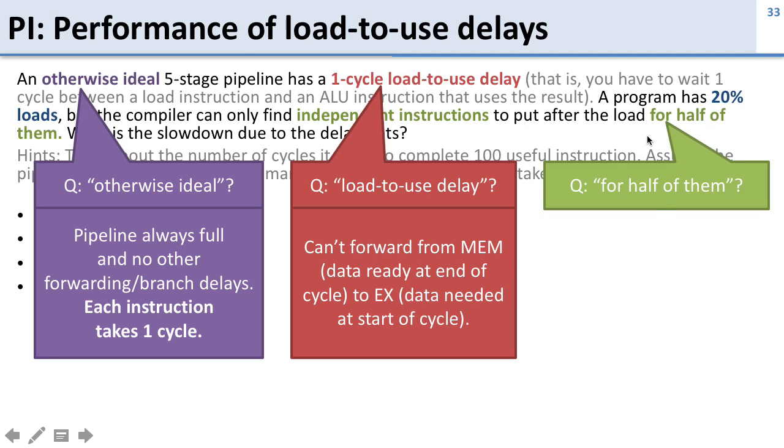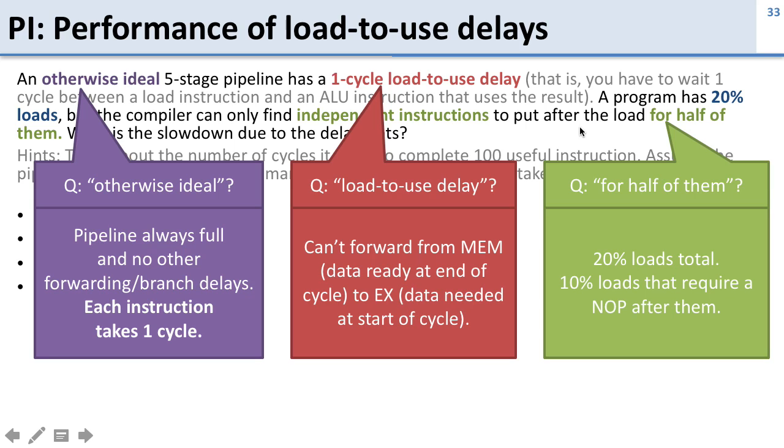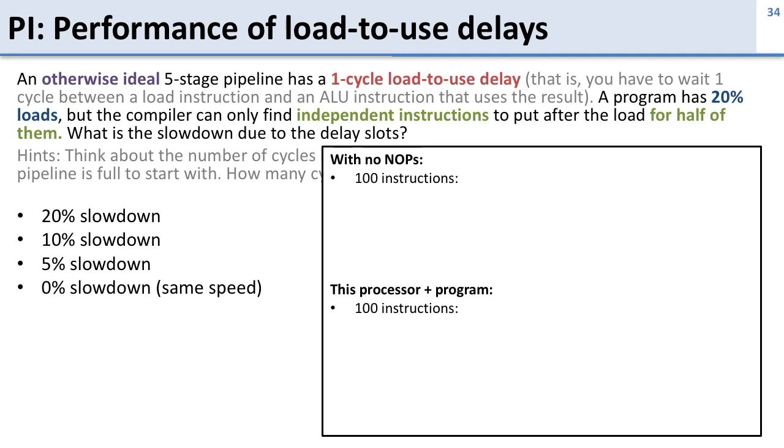And what does it mean here that for half of them, the compiler can find something to put there and the other half it can't? Well, it means that we have 20% loads total, which means 10% of our instructions are going to require a no-op after them. So half of these 20% loads are going to have to insert a no-op. So we're going to insert a lot of instructions that don't do anything useful, and it's that slowdown that we want to analyze. So how do we do this?